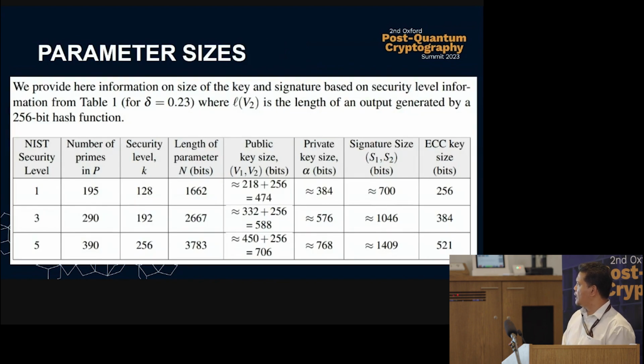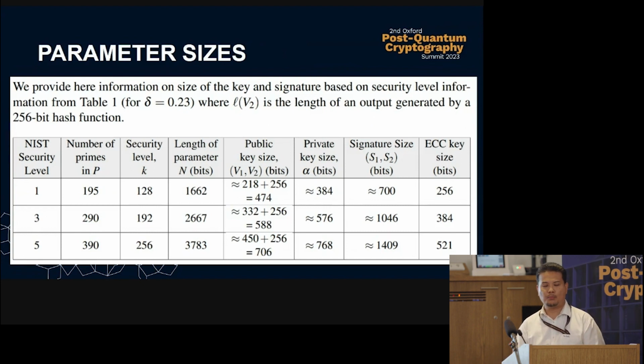Okay, as such, we have the following table. If the modulus N contains 195 primes, we have the security level of 128, which means alpha modulo Q square, the reduction value, is exponential 2 to the power 128. Then the public key size is 474, the private key size is 384, signature size is 700, and this is comparable with elliptic curves.